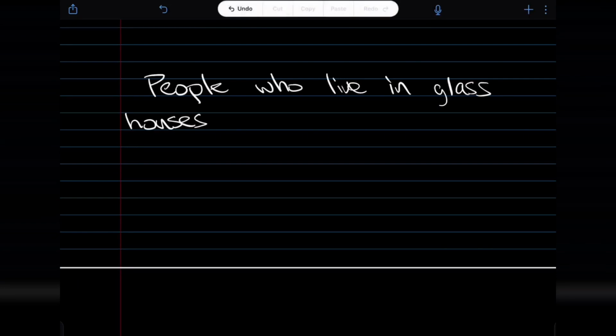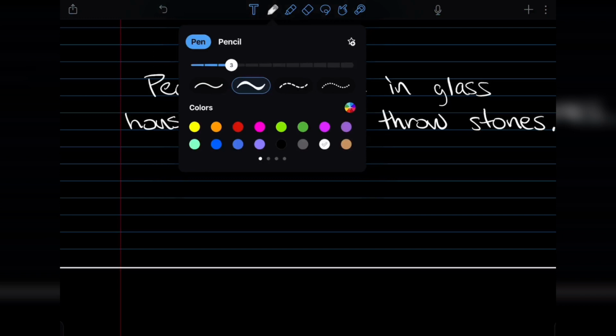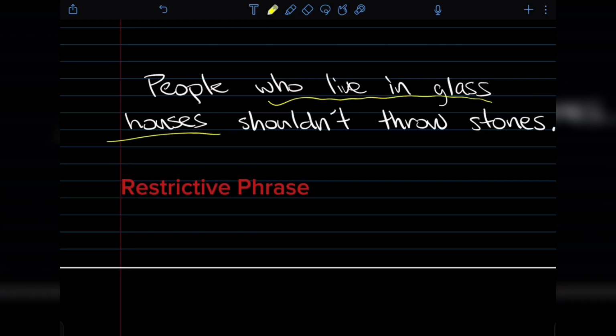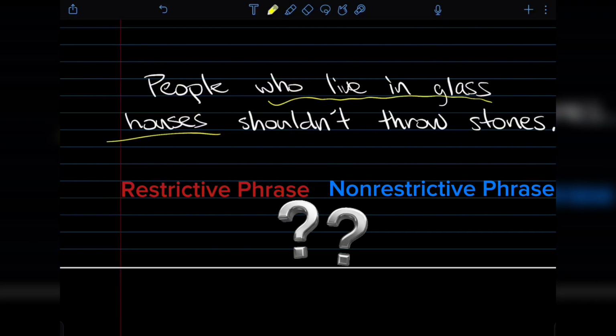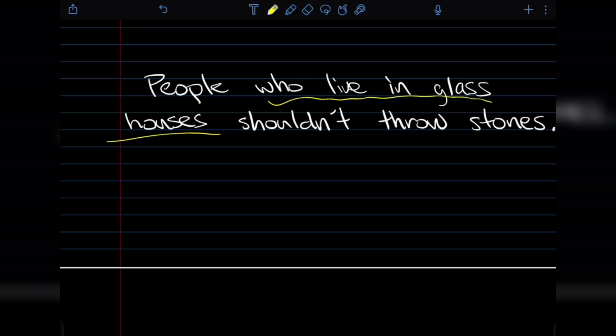People who live in glass houses shouldn't throw stones. Okay, so what do you think here? Take a moment to look at this. Do you think that this phrase here that I've just underlined is a restrictive or a non-restrictive phrase? In other words, is it a parenthetical or is it not a parenthetical? Because if it is a parenthetical or a non-restrictive phrase, that means that we would need commas for this to be grammatical. It would have to look something like this. So do you think that's grammatical or is this grammatical?